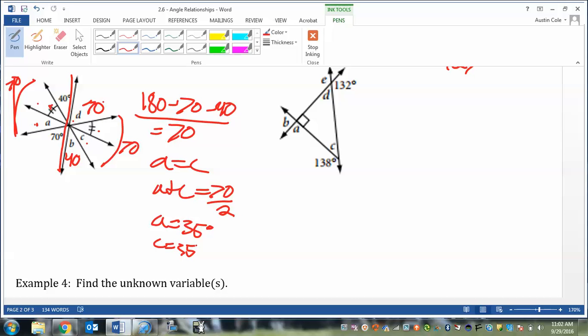So you have A, B, C, D. A is equal to 35. B is equal to 40. C is equal to 35 as well. Then D is equal to 70. Okay. What's another way you could have done this one?